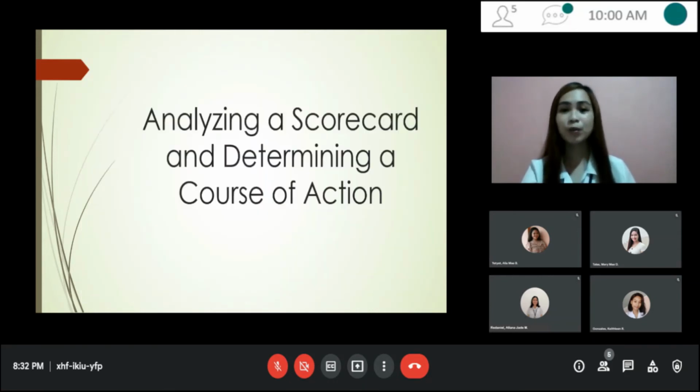Let's move on to analyzing a scorecard and determining a course of action. So after making a balanced scorecard in the customer leg, the process is not yet done. We need to analyze carefully and determine what kind of actions we are going to take in order to achieve each goal. All the decisions and actions must be analyzed critically to make sure that it is in the right path or it is aligned to the set goals.